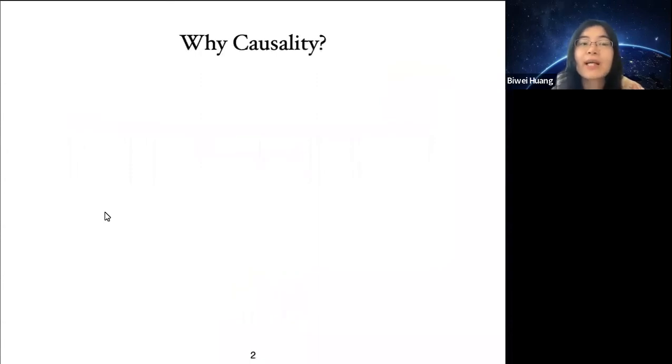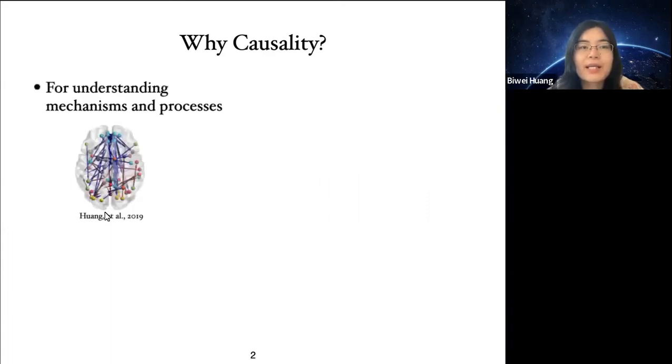First, you may be concerned about the motivation: why are we interested in the study of causality? Many tasks in science and engineering require causal information. Specifically, causality helps for understanding mechanisms and processes. For instance, in neuroscience, it is essential to find out the information flow of different brain areas in order to explore our brain functions and therefore to provide better treatments for some disorders.